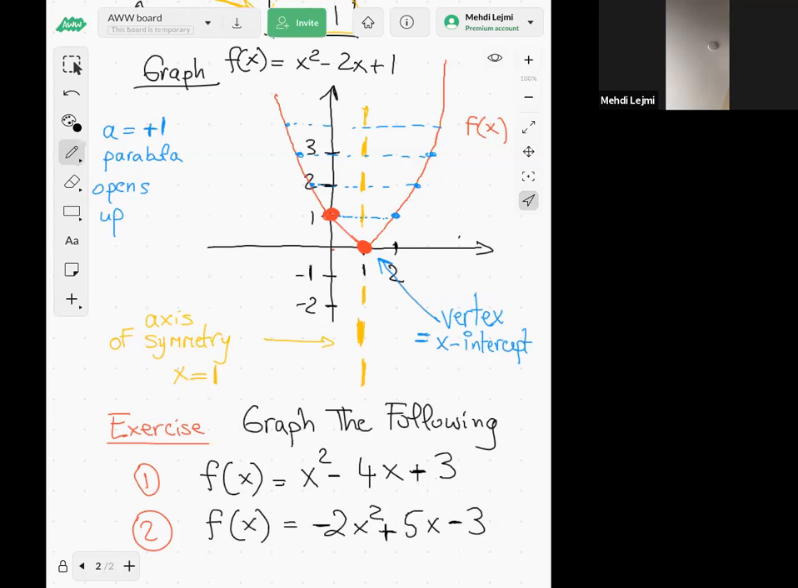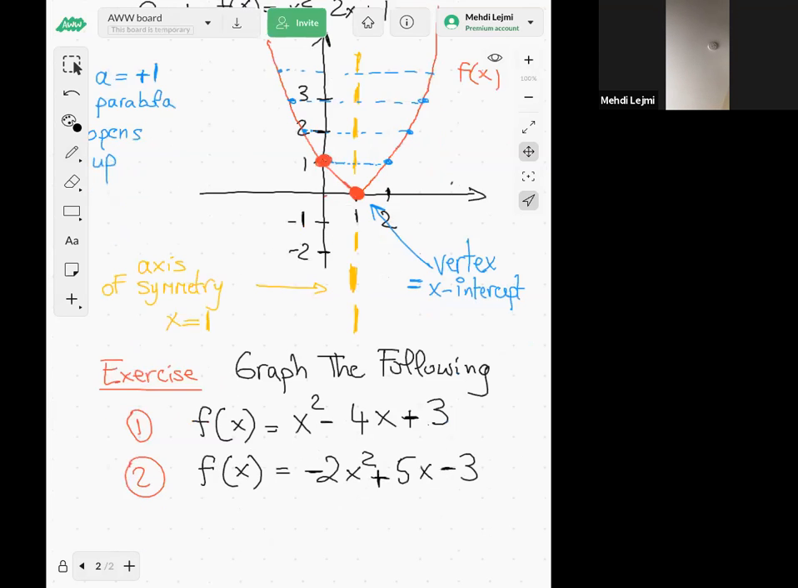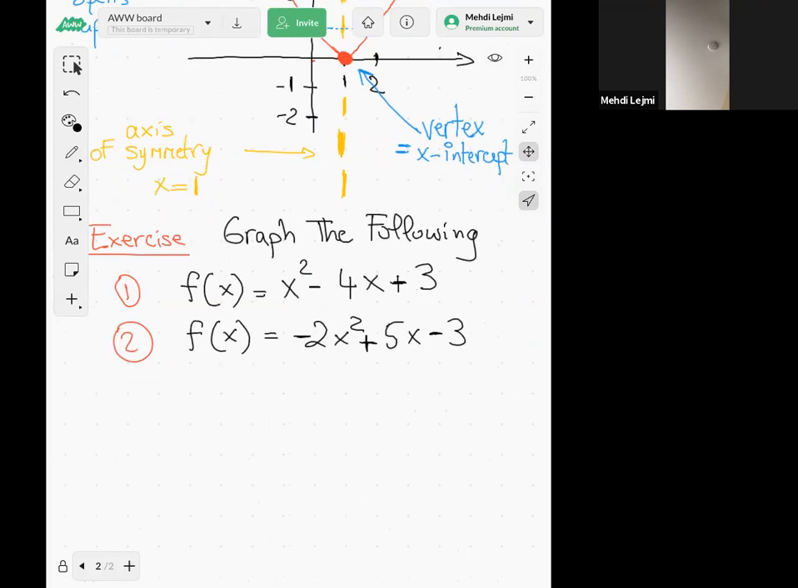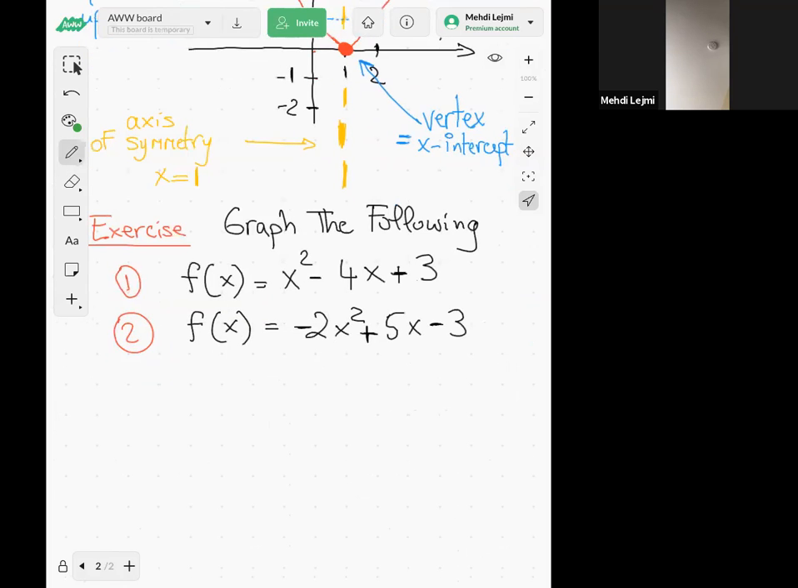Okay, we have probably 2 minutes. We probably don't have enough time to graph both functions. But let me say what the main difference is between number 1 and number 2. In number 1, your a is positive. This is 1 times x squared, so this is positive 1. And for the second function, a is negative 2, right?